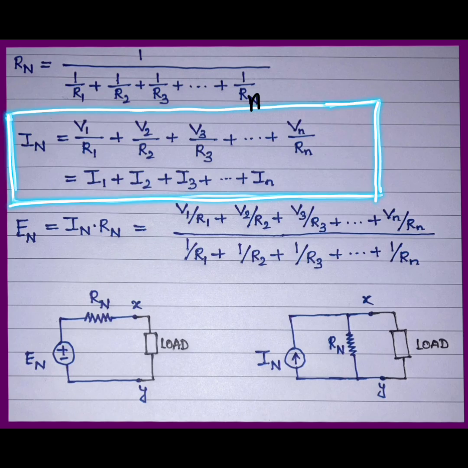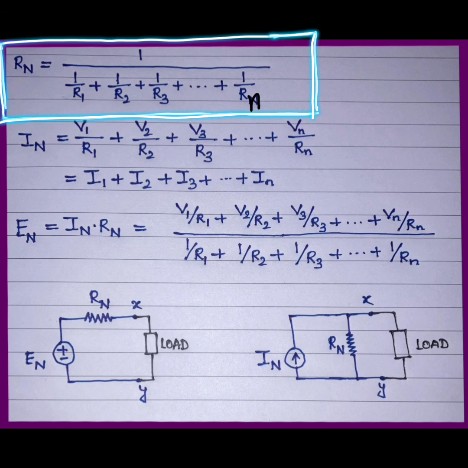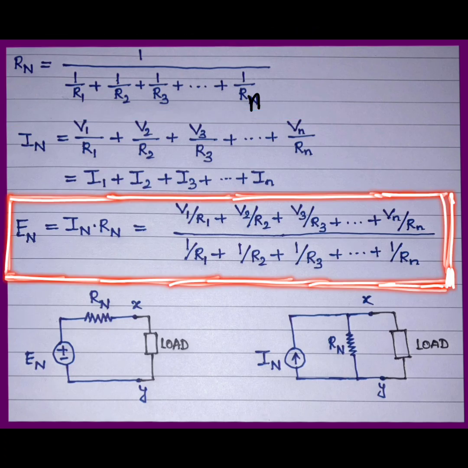It will be the sum of all the currents, that is from I1 to IN, that is V1 by R1 plus V2 by R2 plus V3 by R3 and up to Vn by Rn. And we know that the Thevenin equivalent voltage is nothing but the Norton short circuit current multiplied with the R equivalent. Here my R equivalent is nothing but 1 divided by the sum of all the conductances, and my current IN is V1 by R1 up to Vn by Rn.